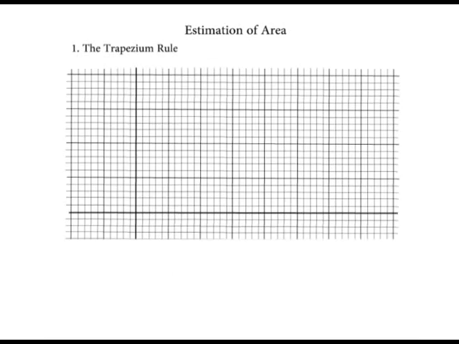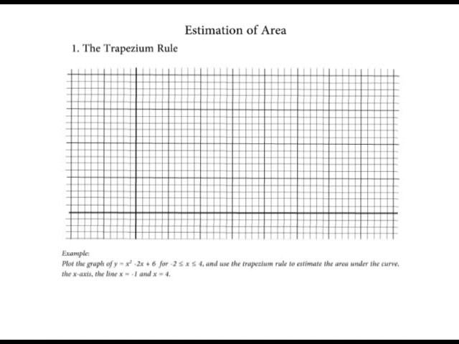We can use the trapezium rule to estimate the area under any curve. For example, plot the graph of y is equal to x squared minus 2x plus 6 for the range of x from minus 2 to positive 4, and use the trapezium rule to find the area bound by the curve, the x-axis, the line x is equal to negative 1 and x is equal to positive 4.